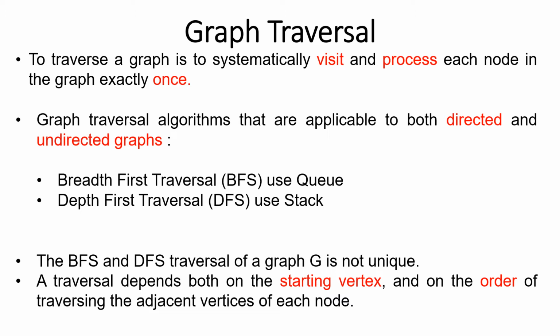The traversal of the graph, or the order of the nodes visited in a graph by BFS and DFS, is not unique. The traversal of the nodes depends upon the starting vertex selected and also the order of traversing the adjacent vertices of each node, which may be different in BFS and DFS.